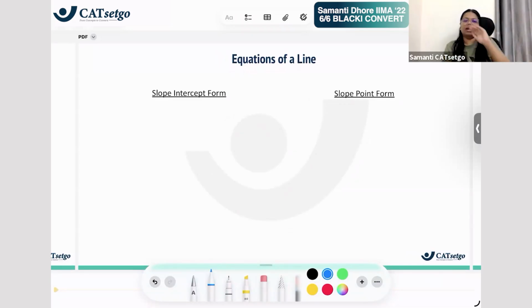Whenever you're given a line, we saw those two lines. So how do you form an equation of a line? The first way to form an equation of a line is very interesting. It is the slope-intercept form. What is slope-intercept form?